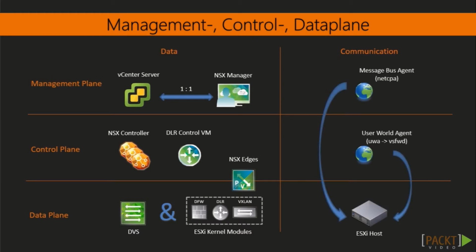On the communication side, we have the message bus agent and the user world agent. They are both installed on the ESXi, but they reside in different planes because the MBA is part of the management plane because it's communication only, and the UWA is kind of a control plane even though it's a communication agent because it is responsible for receiving the rule sets from the NSX manager and configures the distributed firewall kernel module inside the ESXi.